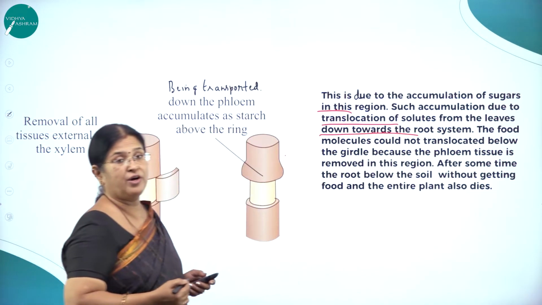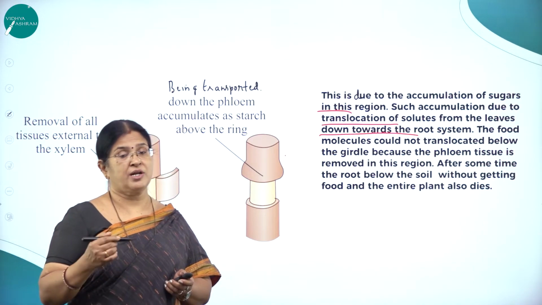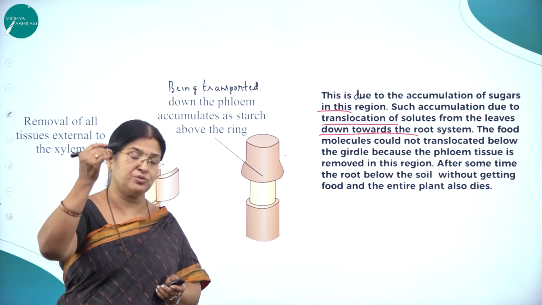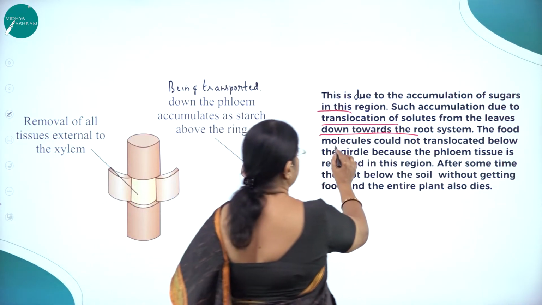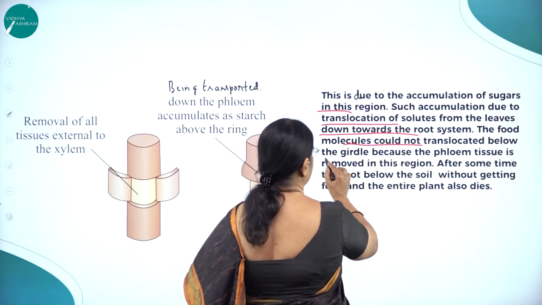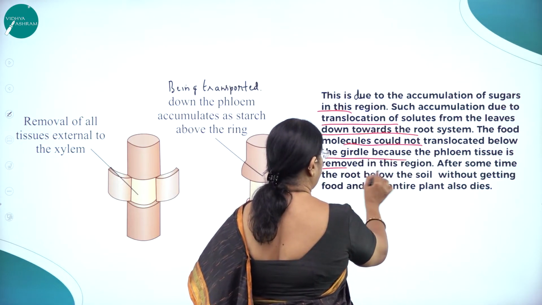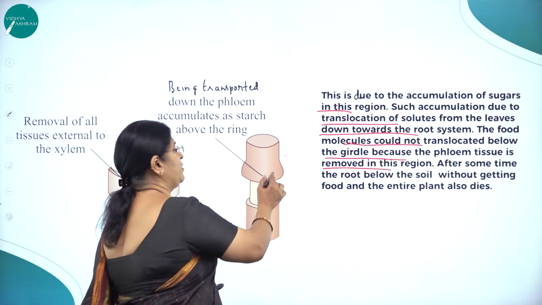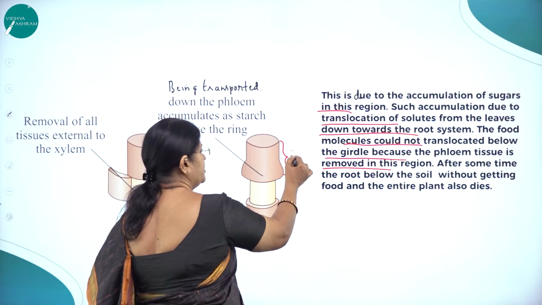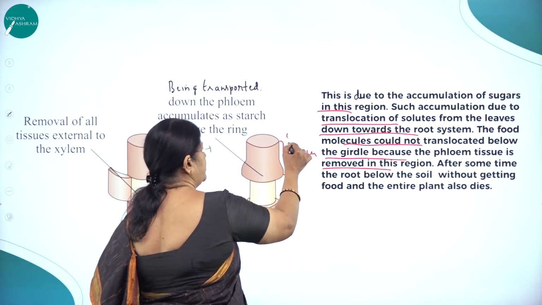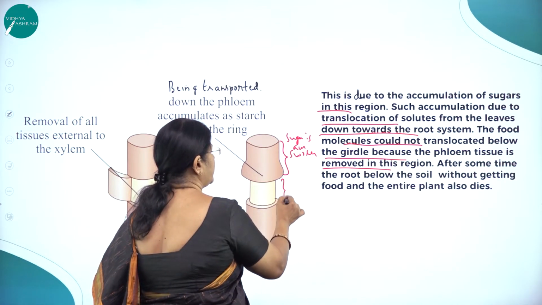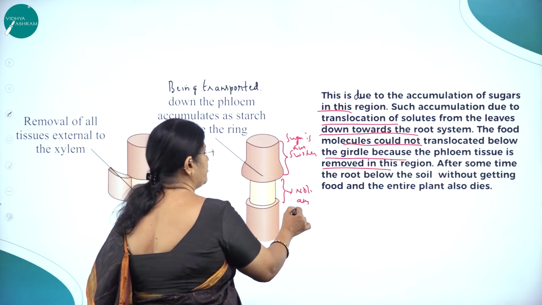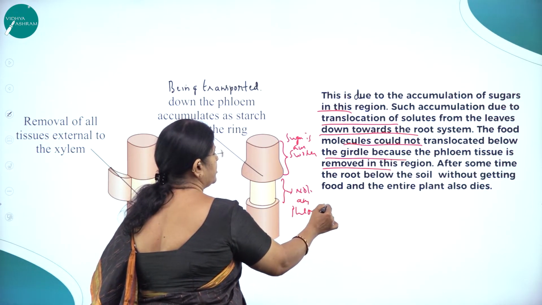As I said, phloem is a food conducting tissue which conducts food from upwards to downwards, not from downwards to upwards. So the food molecules could not be translocated below the girdle because the phloem tissue is removed. So here, why is food retained? The region is swollen and sugar is accumulated. Why is it not accumulated below? Because there is no space, because phloem is removed.